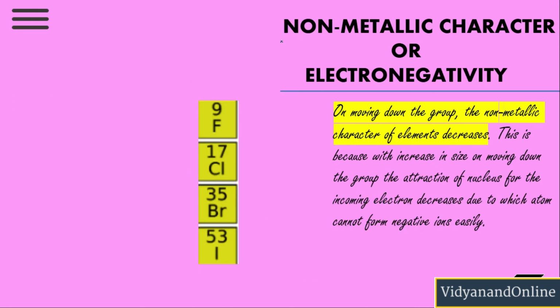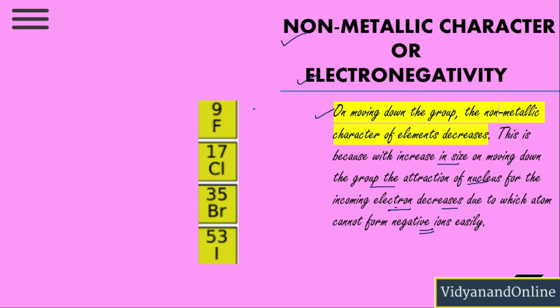Now the next is non-metallic character or electronegativity. Whenever any element accepts an electron, it becomes electronegative, and we know that it is only non-metals which accept electrons, and that is why they are electronegative elements. On moving down the group, the non-metallic character of an element decreases. This is because with the increase in size on moving down the group, the attraction of the nucleus for the incoming electron decreases, and therefore it is not easy to form negative ions.